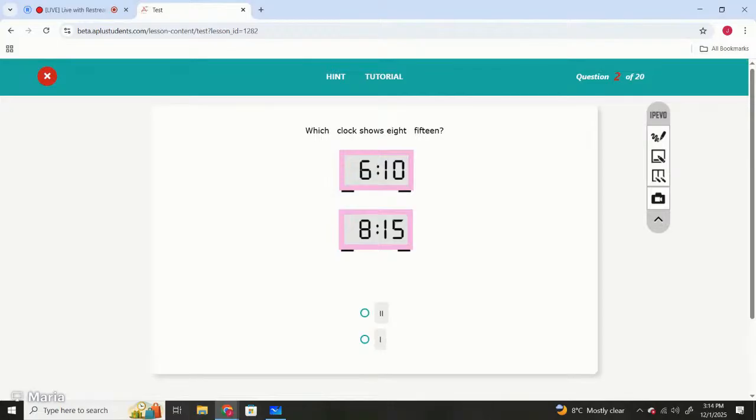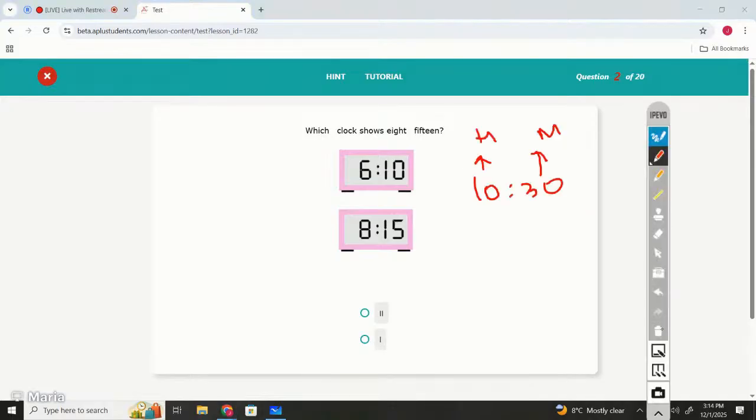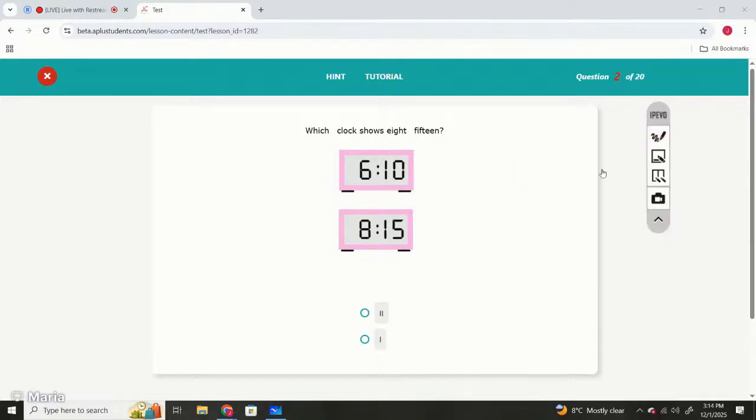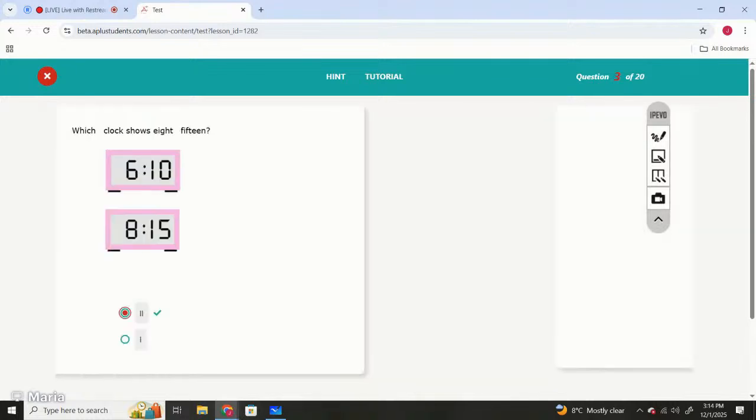Which clock shows 8:15? So 8:15 means 8 hours and 15 minutes. The correct option is 8:15. Option number 2 is the correct option. Option number 2, like the first option is the correct option, but that is the second clock. 8:15 it is.